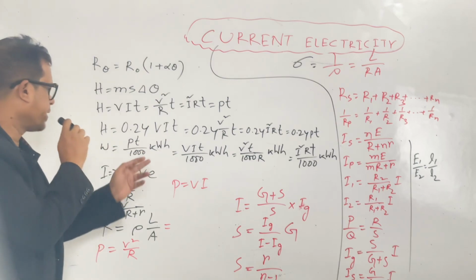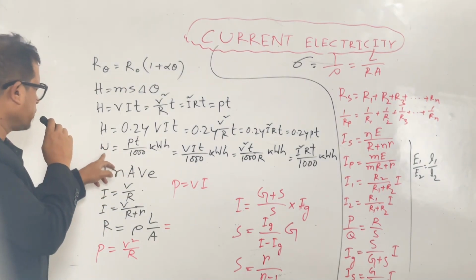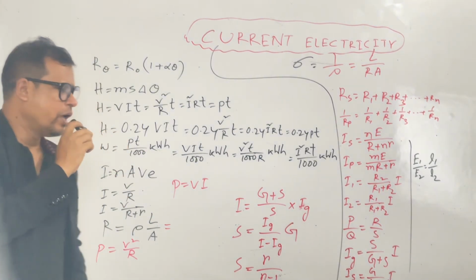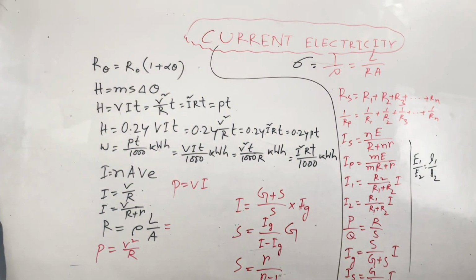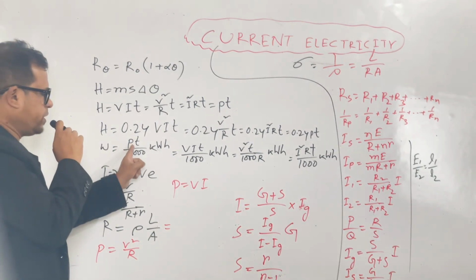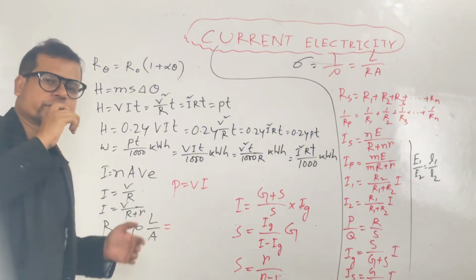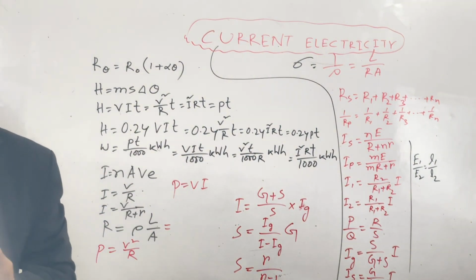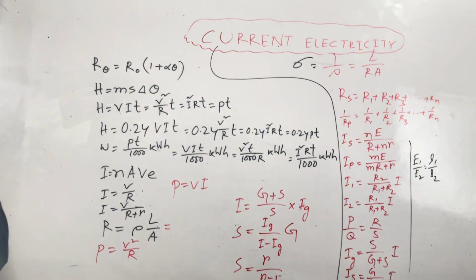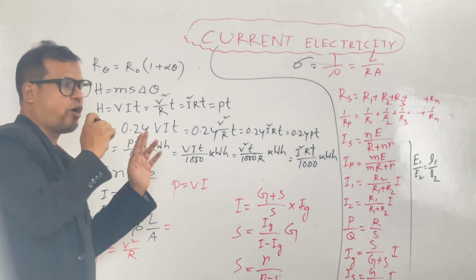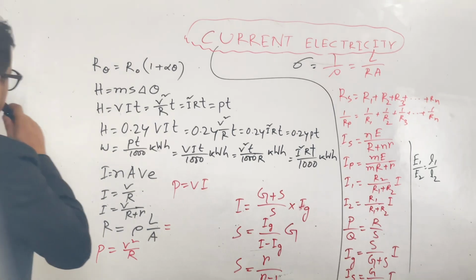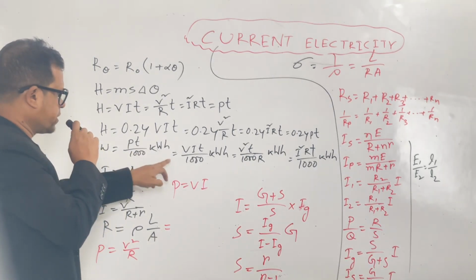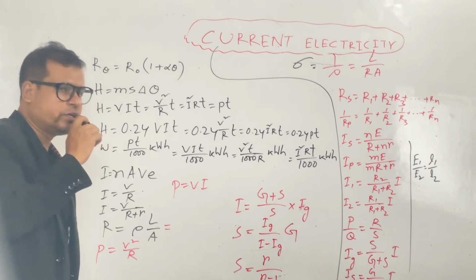Okay, you can write another formula. W equal to, actually total energy, equal to PT over 1000 in kilowatt hour. P is power, T is time. Over time you have to divide by 1000 to get the kilowatt hour. Actually, this is the unit for calculating our house electricity. Okay, and kilowatt hour is PT over 1000. You can write VIT over 1000.